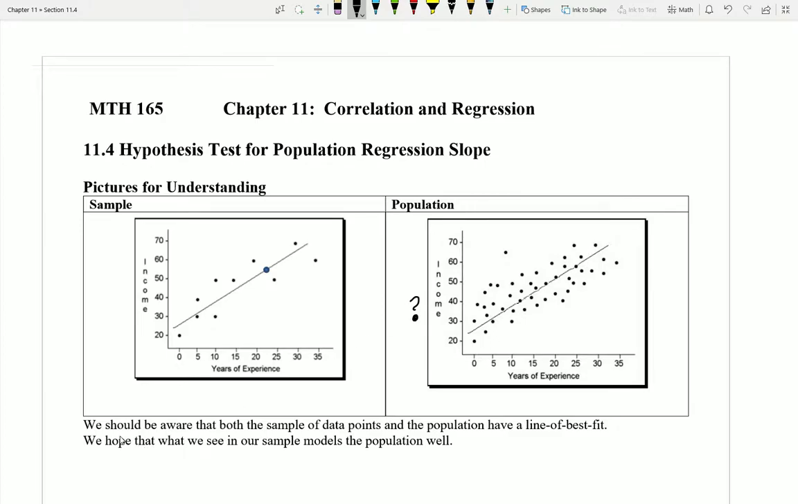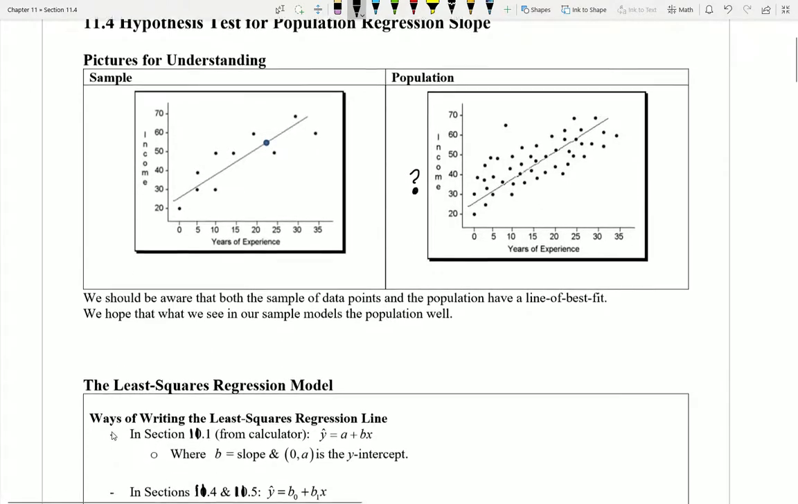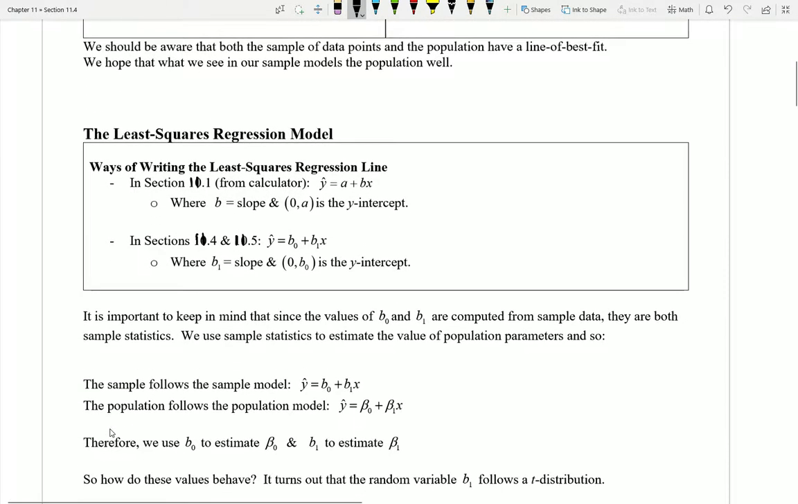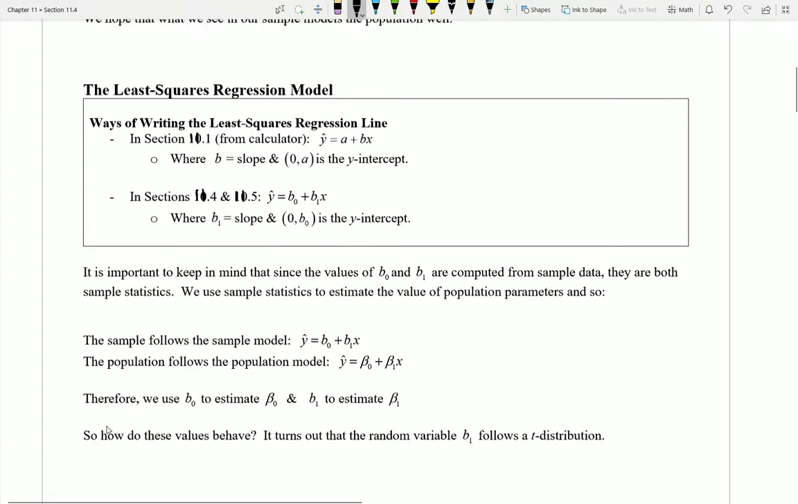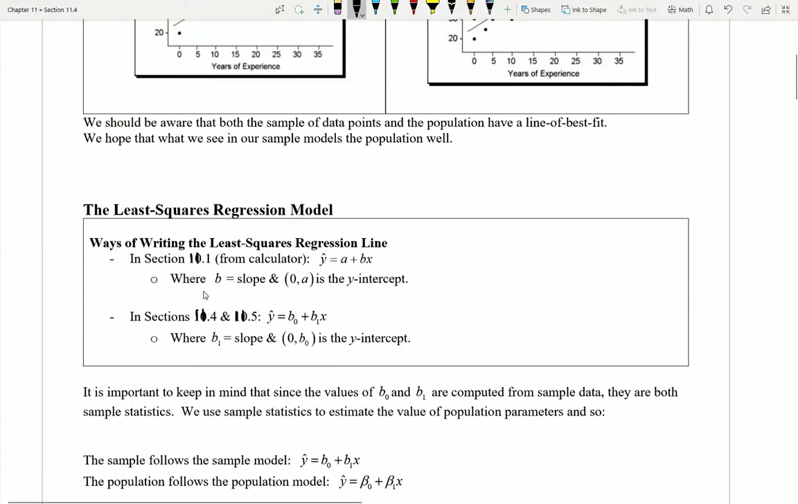So as I state down below, we should be aware that both of these pictures can have a line of best fit, and we're hoping that what we see in the sample picture will help model what is going to happen in the entire population. So to do this, we're going to talk about these different lines of best fit that we have in each picture, and we'll also note some change in notation.